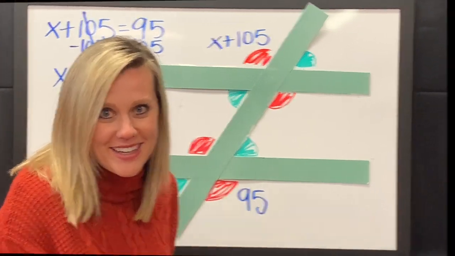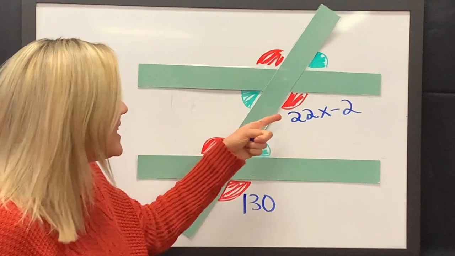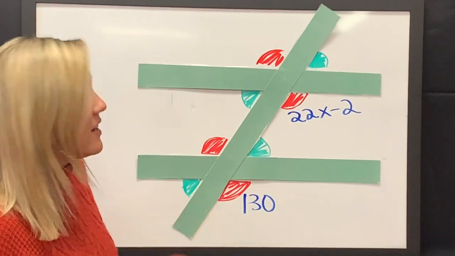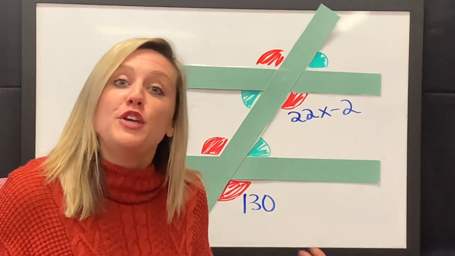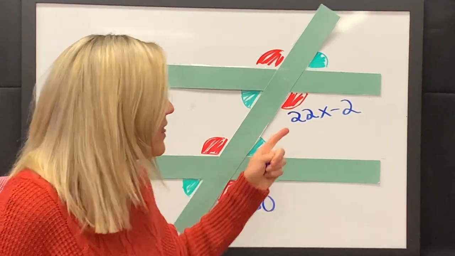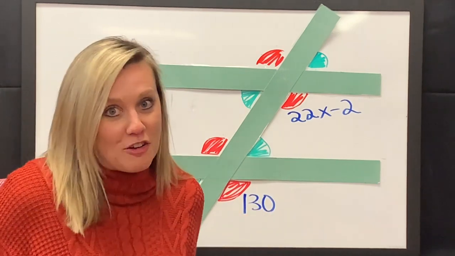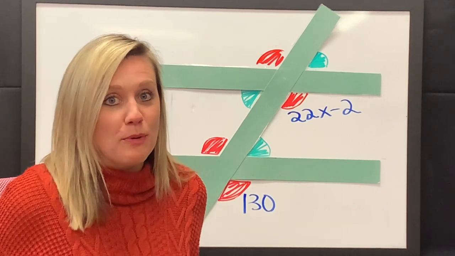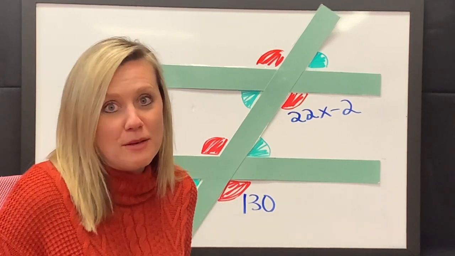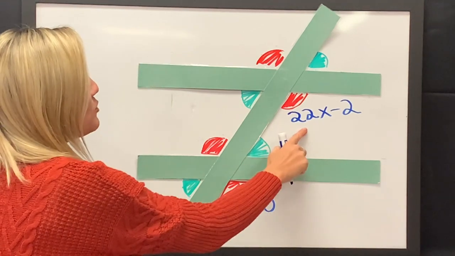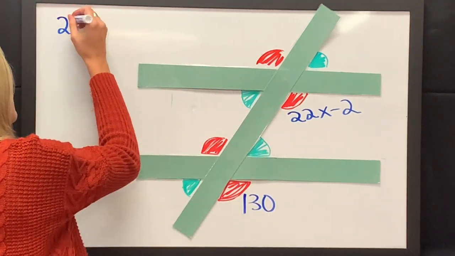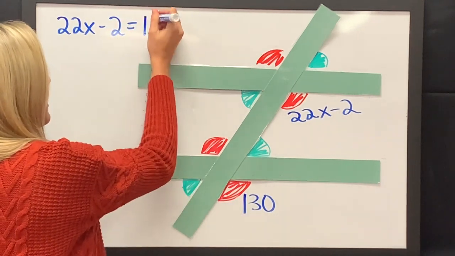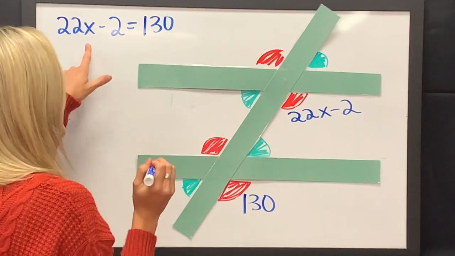Let's do another one. So this angle is equal to 22x minus 2, and this angle here is equal to 130. So if you know the vocabulary for your angles, these are corresponding angles, and they're congruent to each other. So just like the last couple problems, I'm going to take these and I'm going to set them equal to each other. So I have 22x minus 2, and that is going to be equal to 130. And my goal is to figure out what x is.